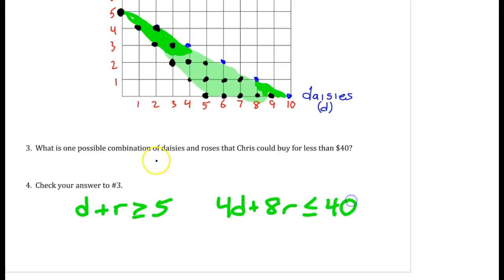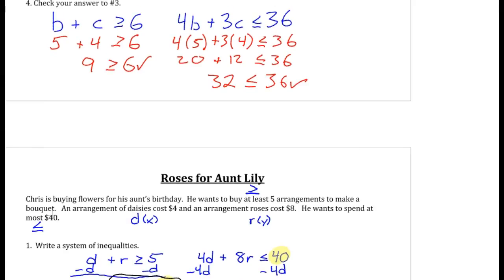Okay? So whatever you get for your answer here, for your number of daisies and roses, you're going to plug it in here and show that it's true. So on the last one, we just had to show, yeah, 9 was bigger than 6, so that's true. That works. $32 is less than the $36 we were budgeted for, so that's true. You're showing both of them are a true statement.